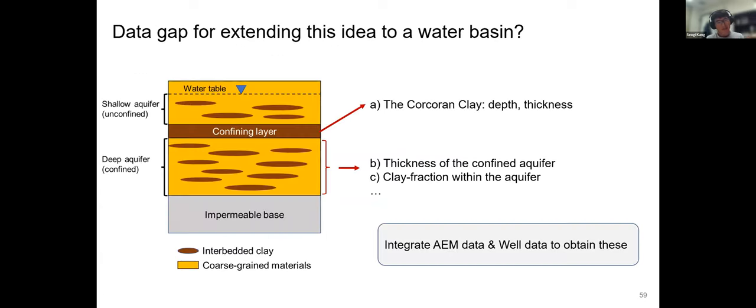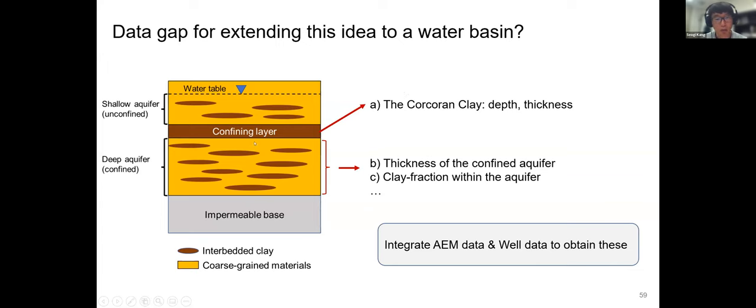And for that extension, let's think about what the data gap is for this idea, at a water basin scale or Central Valley scale. First we need to know the Corcoran clay's depth, thickness, and location, or absence or presence. I have shown airborne EM can play an important role in imaging this confining layer, which actually provides this very pressurized system of the confined aquifer.